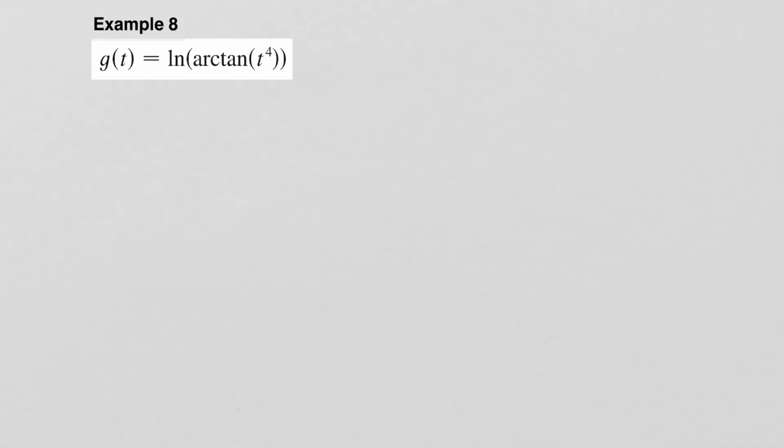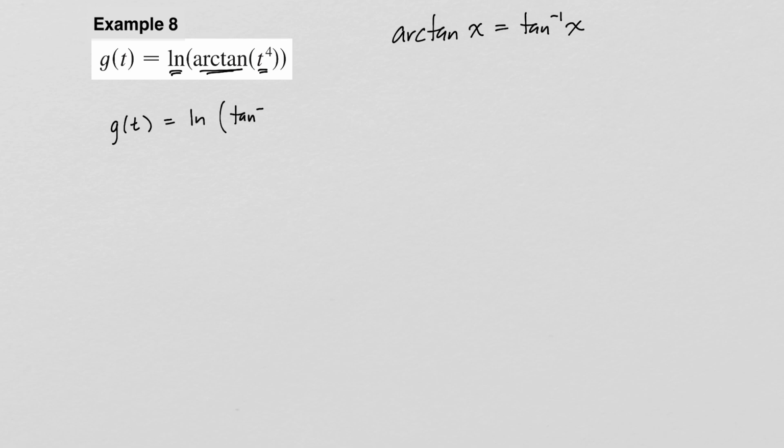And for our final example, we have a nice combination of several functions here. We have a natural log on the outside, and then an arctangent, and then t to the 4th. Now keep in mind that arctangent of some number x is the same as saying inverse tangent of x. So I can rewrite this function, if you want, as the natural log of the inverse tangent of t to the 4th. So what is the derivative g prime of t?